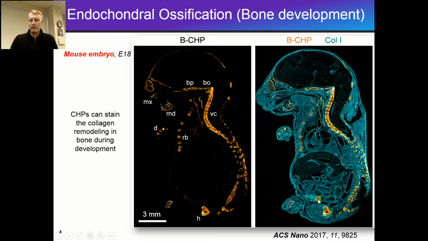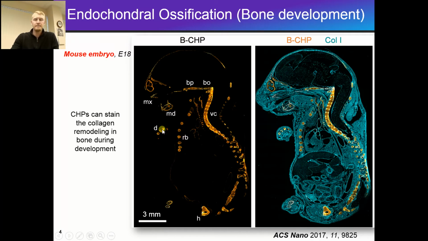So what we wanted to do with our CHPs is look at collagen staining within tissue samples. And one really good application we found is looking at bone remodeling. So in this example, we have an 18-day-old mouse embryo. And in the left sample, we just stained it with our biotin CHP. And what you see is you can see the spines, you can see the ribs, and some of these digits and joints.